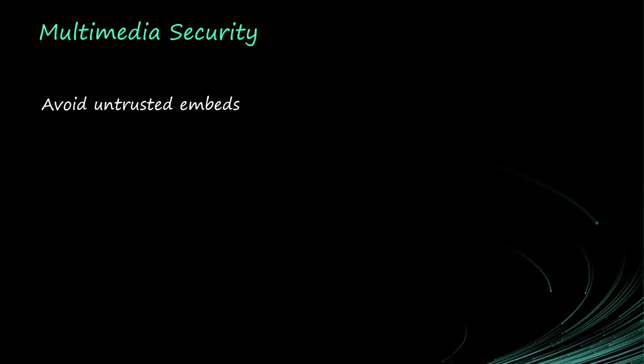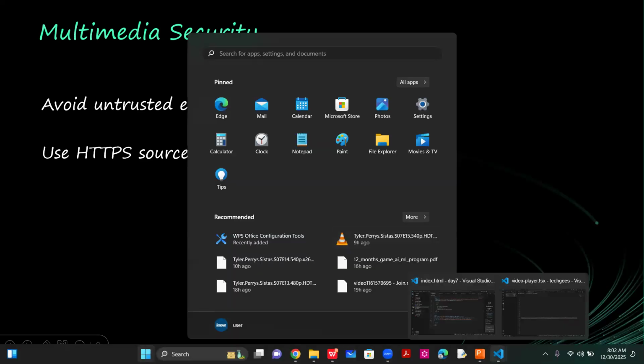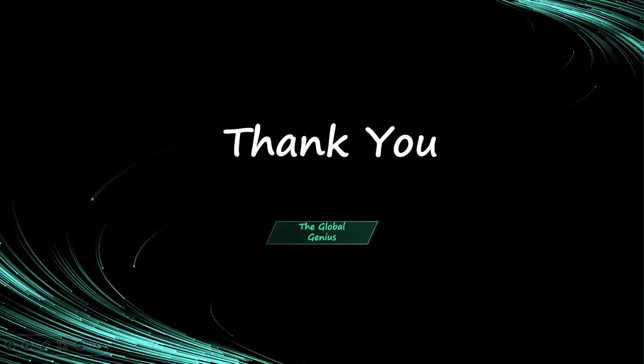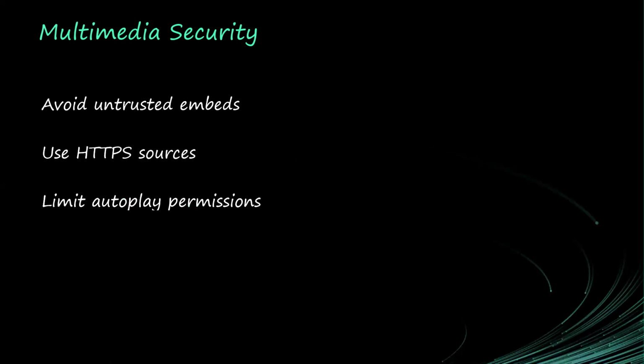And then to secure your multimedia, avoid untrusted embeds. Don't start embedding from sources that you don't trust. YouTube is a trusted source, so we can embed. Always use HTTPS from your sources. If you take a look at the iframe that we used here, we are using HTTPS. So make sure of that, and limit autoplay permissions.